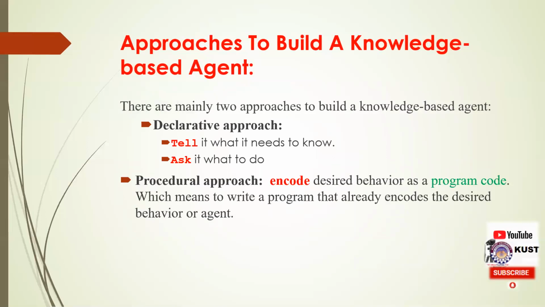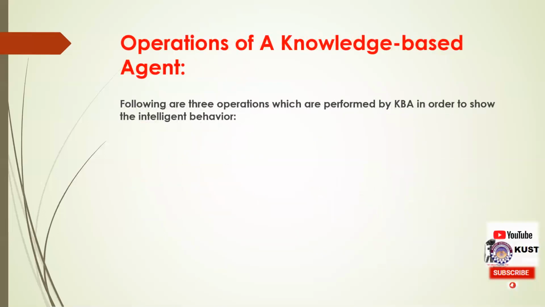Another one is the procedural approach. In the procedural approach, we directly encode desired behavior as program code, which means we just need to write a program that already encodes the desired behavior of an agent. There must be a way to add new sentences to the knowledge base and a way to query what is known. So following are the three operations which are performed by a knowledge-based agent in order to show intelligent behavior.